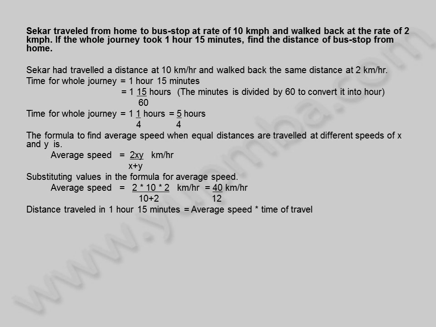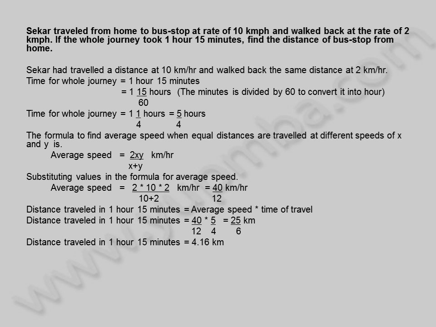Distance traveled in 1 hour 15 minutes is equal to average speed into time of travel. Distance traveled in 1 hour 15 minutes is equal to 40 by 12 into 5 by 4, which is equal to 25 by 6 kilometers. Distance traveled in 1 hour 15 minutes is equal to 4.16 kilometers.